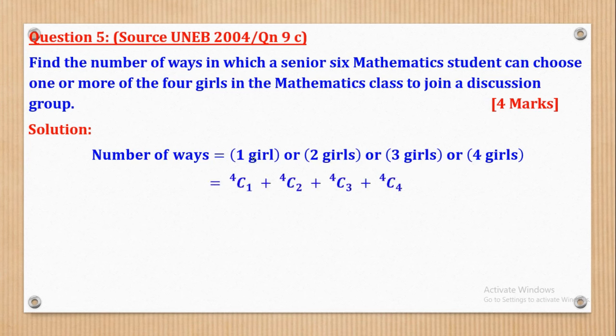If I choose one girl, it will be 4 combination 1. If I choose 2 girls, it will be 4 combination 2. Here it will be 4 combination 3. Here it will be 4 combination 4. Then when I use the calculator, this is this, this is this, this is this, this is this. Add all of them, we'll come up with 15 ways.